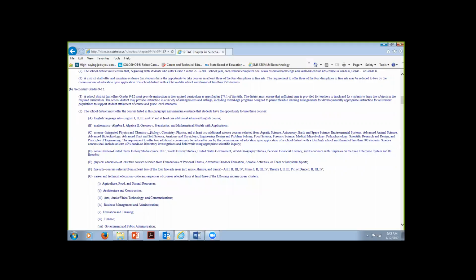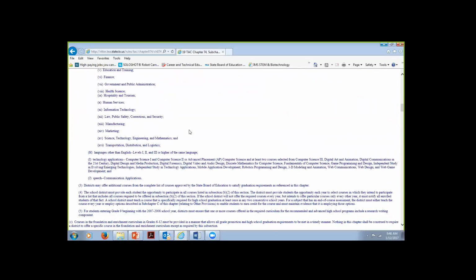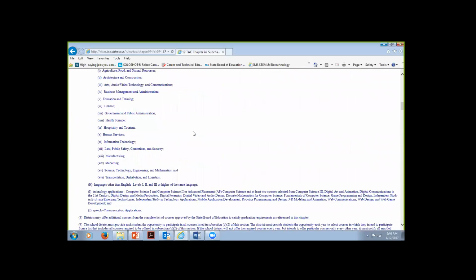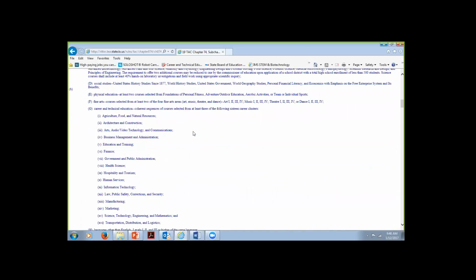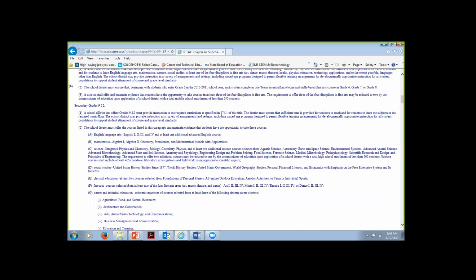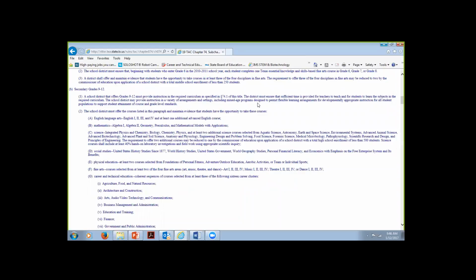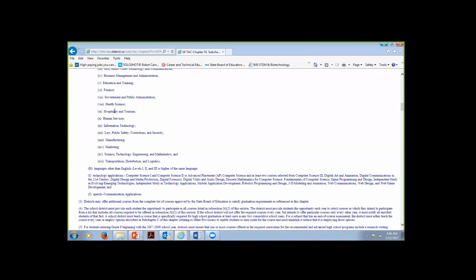Science has to have IPC, chemistry, physics, and at least 2 science courses from the following list. Social studies, United States, you get my drift here. I just wanted to make sure that you understood where to find the law that says what you must teach. Technology applications, it says right here that a school district that offers 9 through 12 must provide curriculum as specified in 74.1 of this title, if the district has sufficient resources.